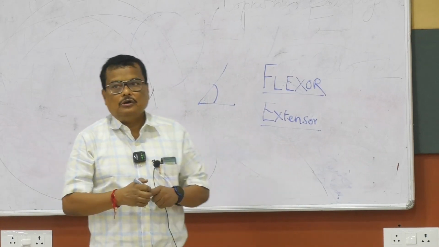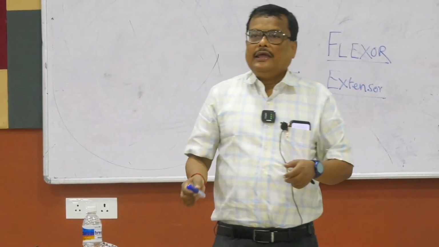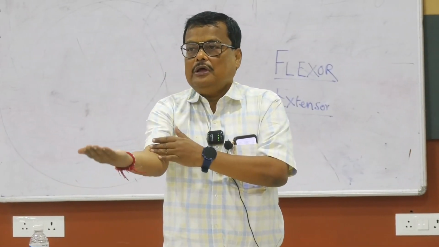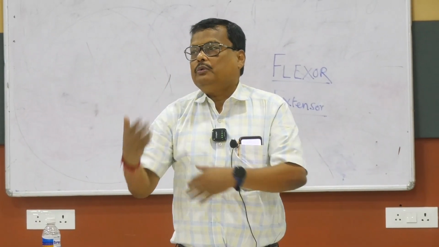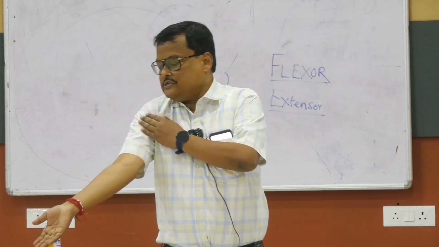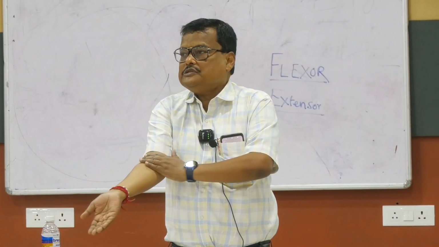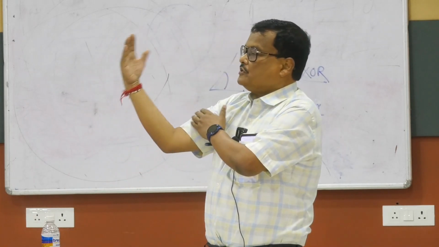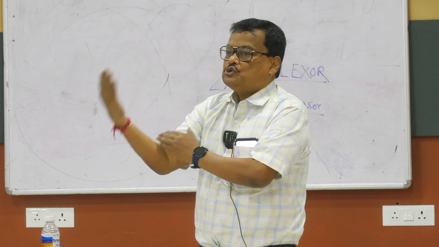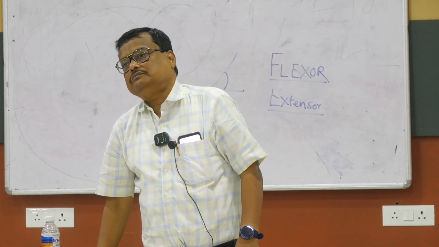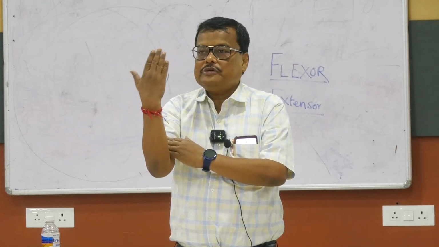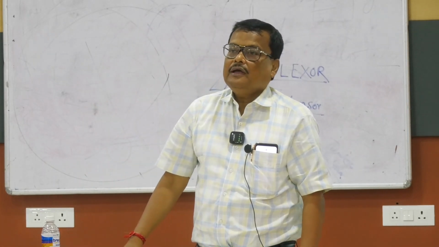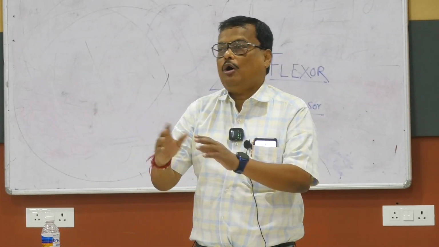So by any movement at a joint, if the two flexor surfaces come close together, we call it flexion. This is the flexor surface of the arm, this is the flexor surface of the forearm. By this movement, two flexor surfaces are coming close together, so we call it flexion. When these two flexor surfaces go away, we call it extension, just the opposite.